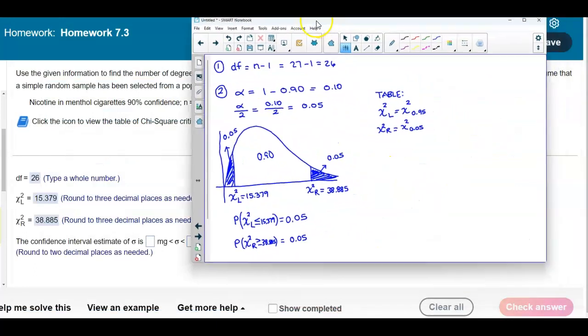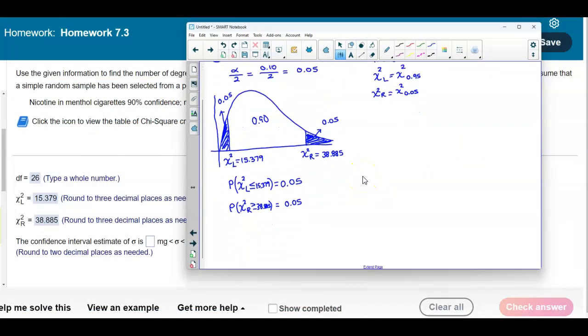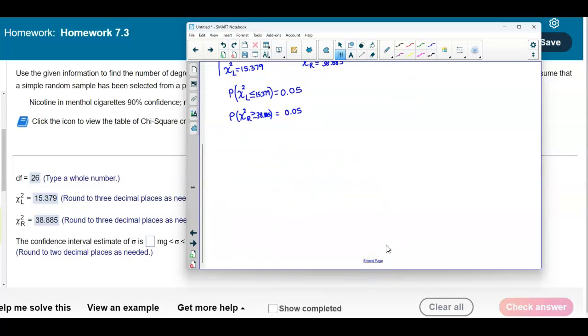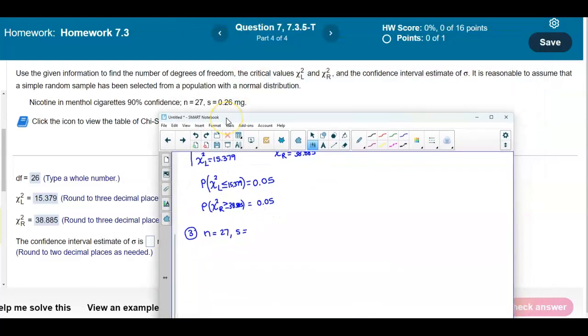Alright, so now step 3, what we want to do is to create our confidence interval. So for our confidence interval, we need to know the following. We need to know the sample size, which is 27. We need to know the sample standard deviation, and that's given here to be 0.26. We know that our chi-square on the left is 15.379, and we know that our chi-square critical value on the right is 38.885.